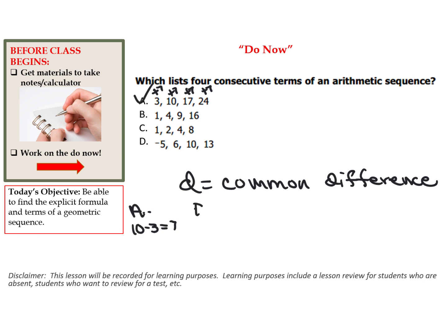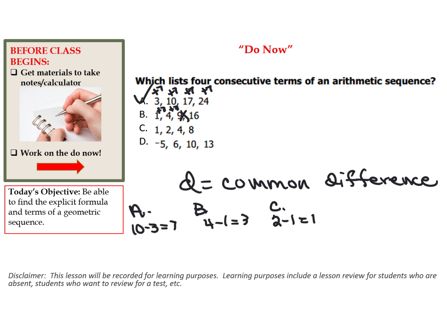On B, if I find that common difference, I'm going to take the second term minus the first term, and it gives me 3. And I'm going to check to see if that works. 1 plus 3 is 4. 4 plus 3 is 7. Does not work.